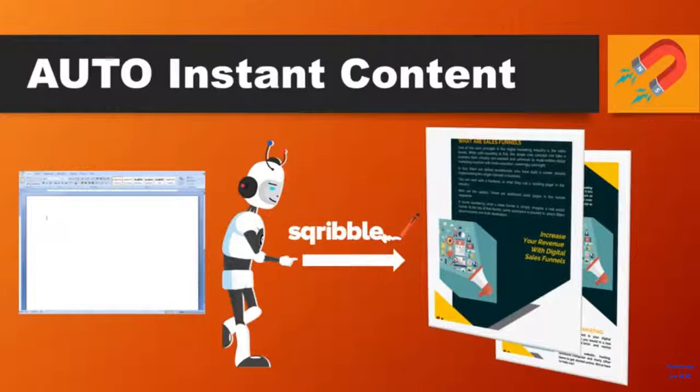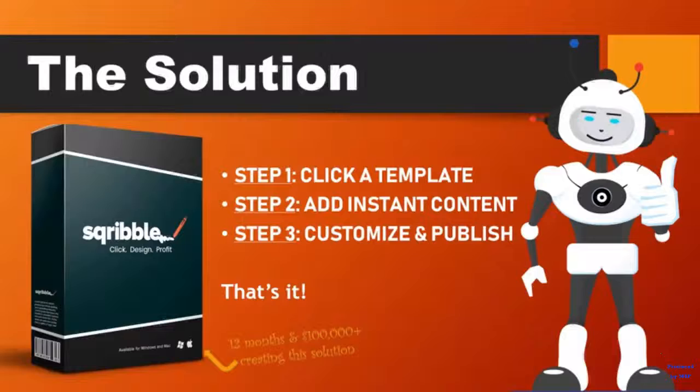Now, this is a massive feature of Sqribble. Sqribble will allow you to populate your entire ebook with automatic instant content. This is the big one. They've got an incredible content engine. With just a few clicks, it's going to fill out your entire ebook. And this new software technology is called Sqribble. Okay, click, design, and profit, to be able to create ebooks with content in minutes, not months.